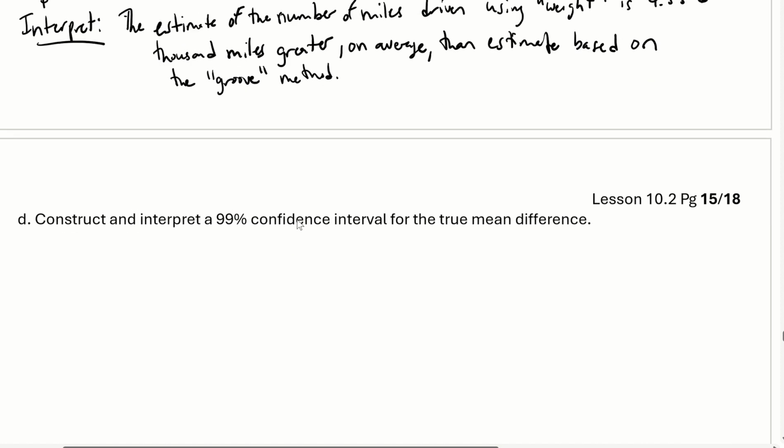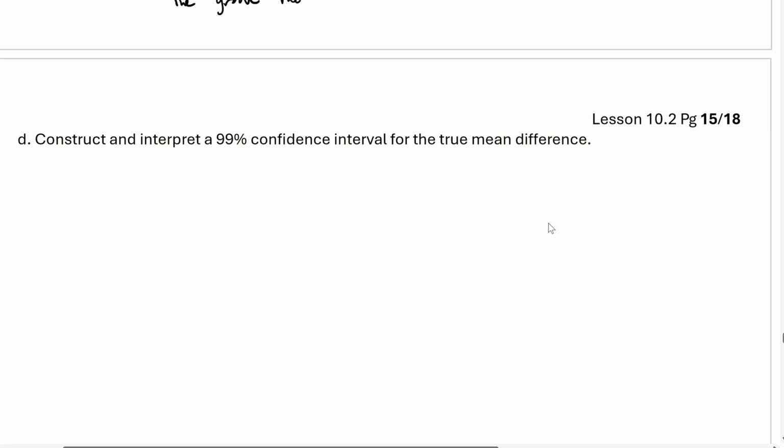All right, so now we're going to interpret a 99% confidence interval for the true mean difference. Okay, so that's what we're going to do next. We're going to do all stages, right? So remember, we're going to do state, all of it. State.